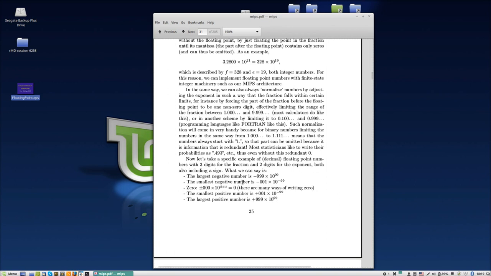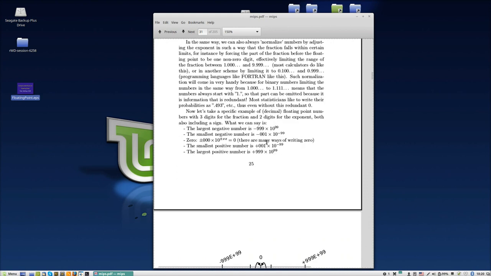But what is the smallest negative number and smallest positive number? These are minus 001 times 10 to the power minus 99 and plus 001 times 10 to the power minus 99. And for all the other numbers, if these digits are 000, plus or minus, it doesn't matter, as long as these 3 digits are 0, the exponent doesn't matter anymore. So we have about 100 zeros at our disposal.